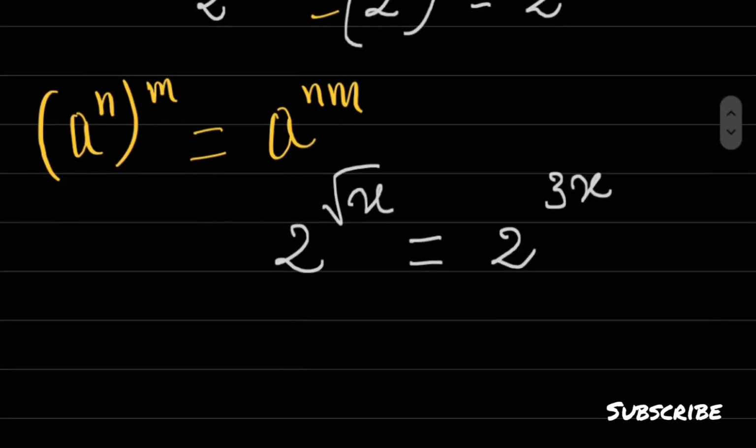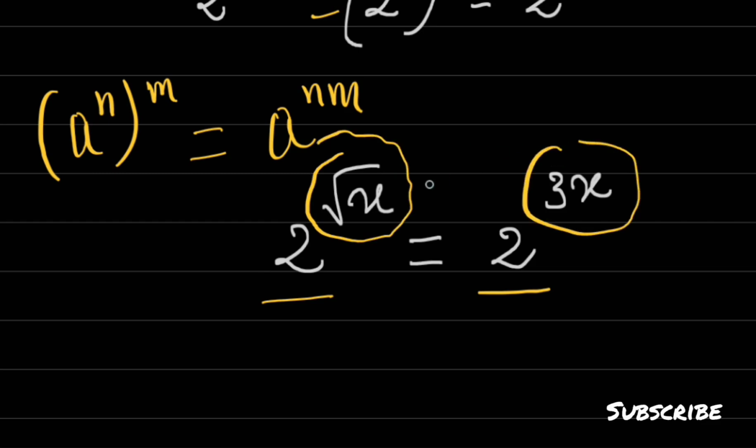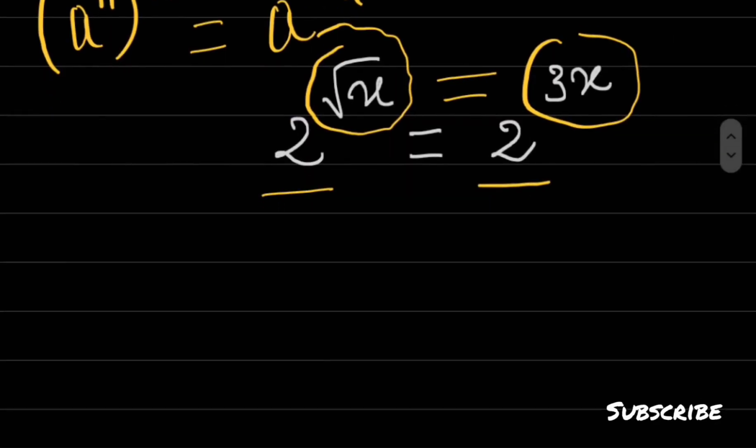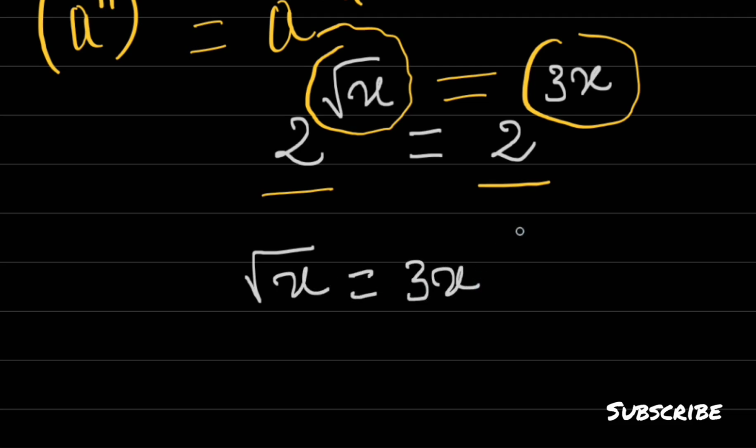Here we have the same base, 2 and 2. So for this equation to hold, the square root of x needs to be equal to 3x. So to find the value of x, we have to solve the equation square root of x is equal to 3x.